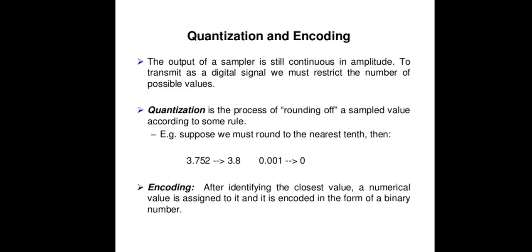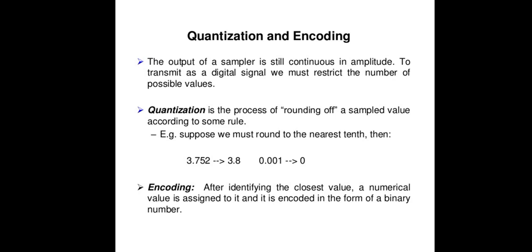Then next is the quantization and the encoding. The quantization and encoding: the output sample is the continuous amplitude or the continuous signal. To transmit the digital signal, we must restrict the number of possible values. Quantization is the rounding off of the sample value according to some rules.